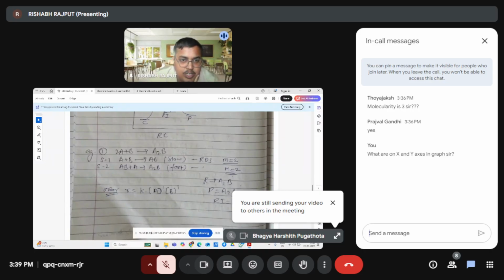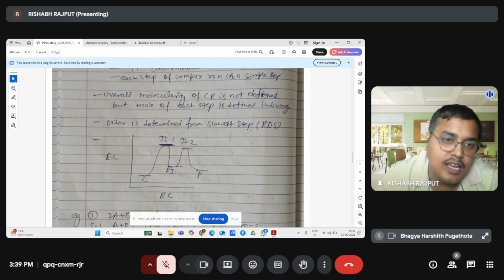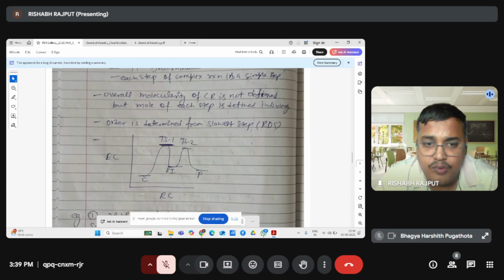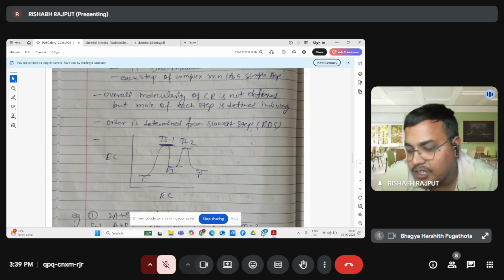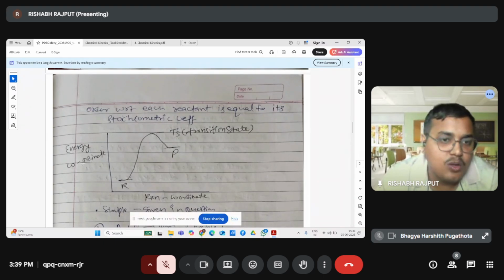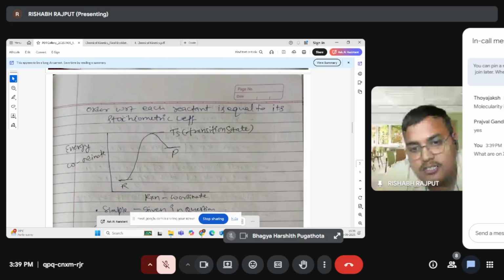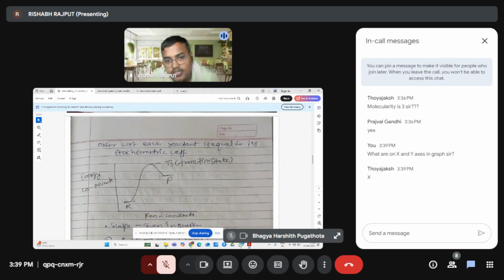The first example is given: 2A plus B becomes A2B. Here the y-axis is the energy coordinate and the x-axis is the reaction coordinate. In the previous graph I explained only the energy coordinate on the y-axis and the reaction coordinate on the x-axis, where the reactant goes up in energy like this and becomes the product here.